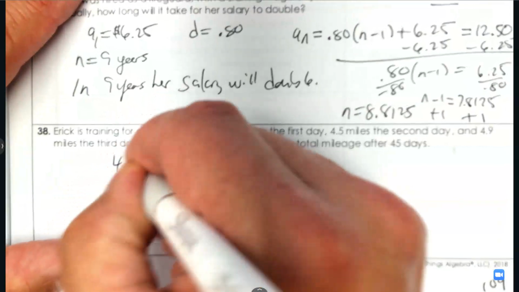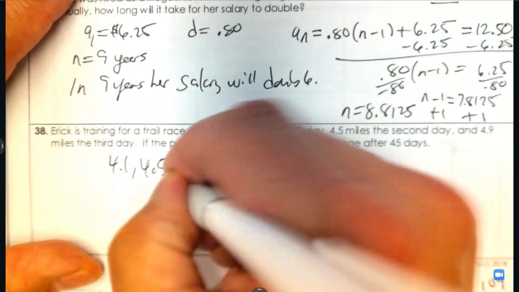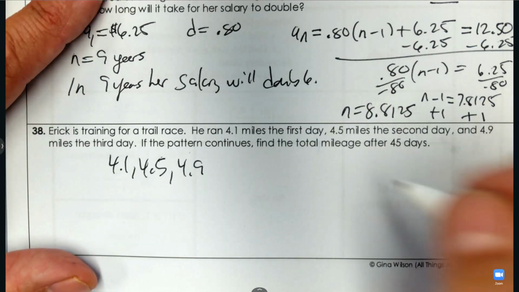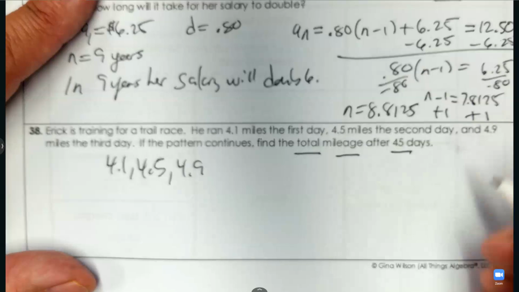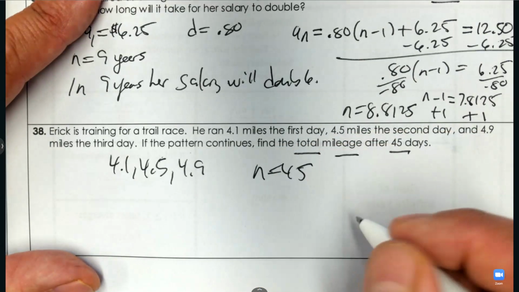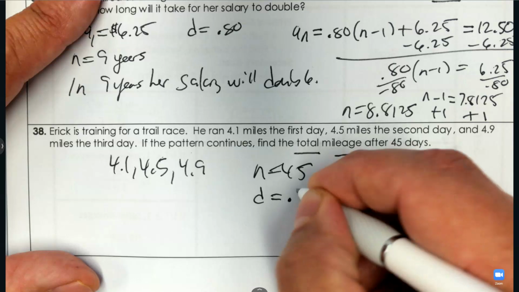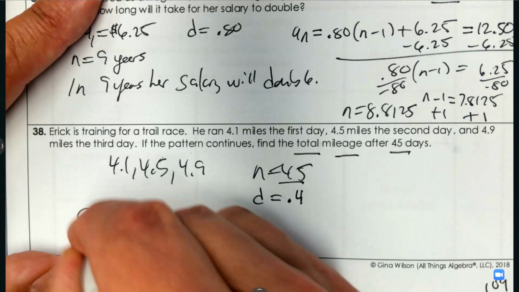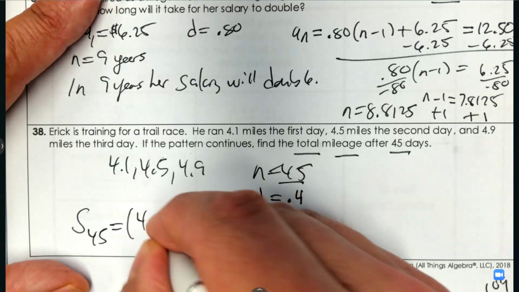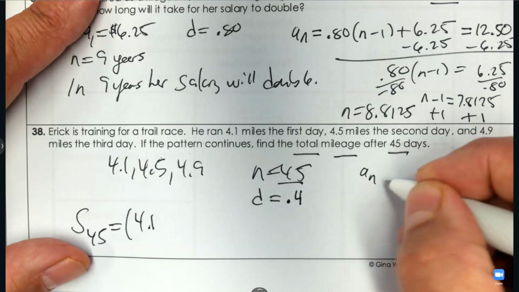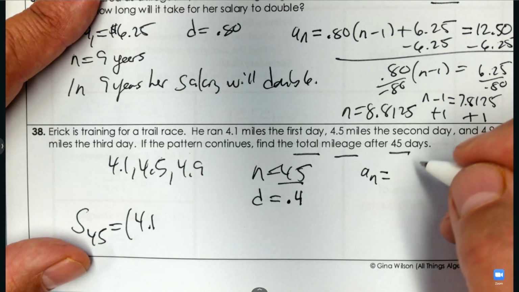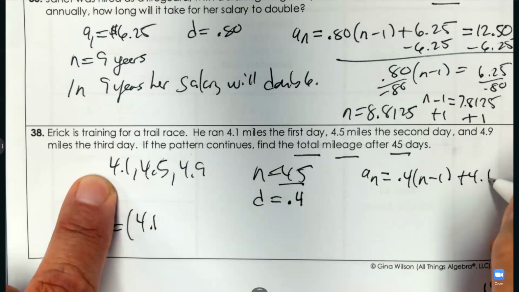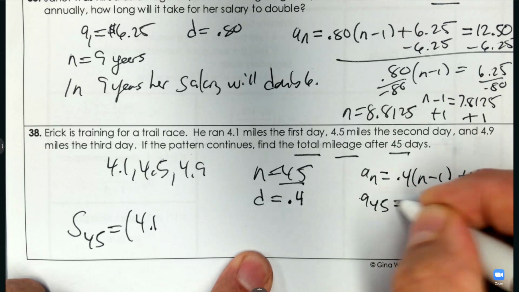Eric ran 4.1 miles the first day, 4.5 the next day, 4.9 the third day. If the pattern continues, find the total mileage after 45 days. So, what is this pattern? I can see there's a common difference of 0.4. That's what I'm adding every time. So to add up 45 days, we're going to take the first number, which is 4.1. I need a formula to find the last day, the 45th day. So the common difference times n minus 1, plus 4.1, and then the last day is 45.